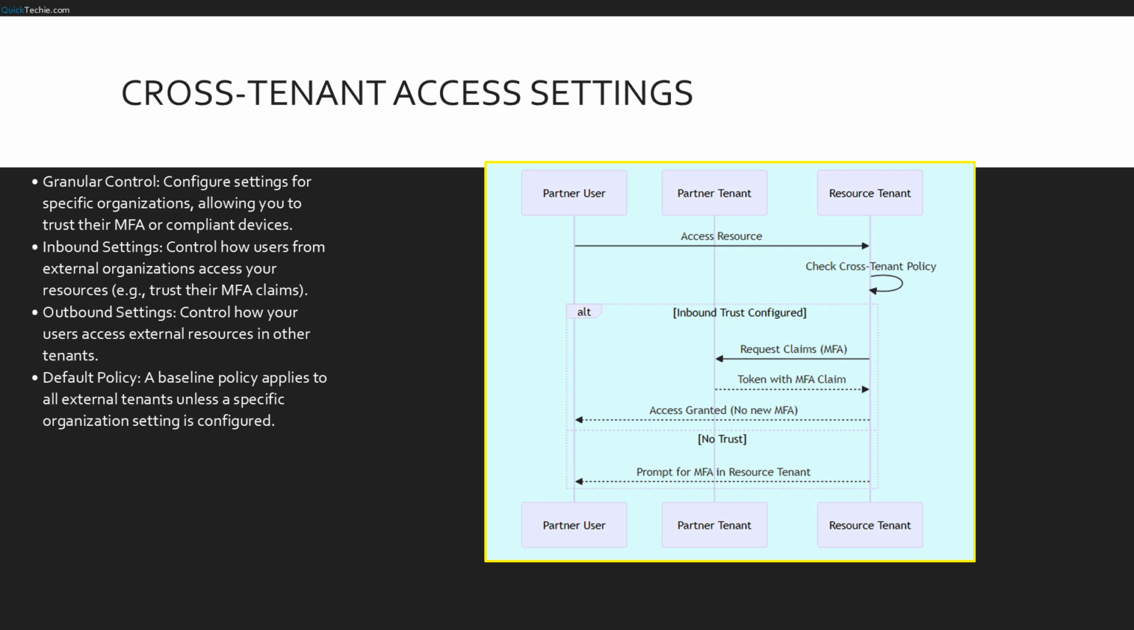This sequence diagram shows the inbound trust flow. A partner user attempts to access a resource in your resource tenant. Your tenant checks the cross-tenant policy. If inbound trust is configured, your tenant asks the partner tenant for claims. The partner tenant returns a token confirming MFA was done. Consequently, access is granted without annoying the user with a second MFA prompt. If no trust exists, the user is forced to perform MFA again in your tenant.